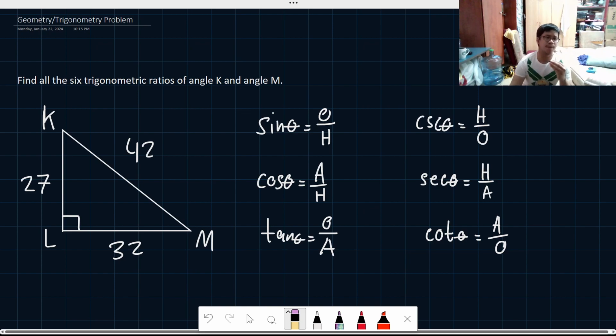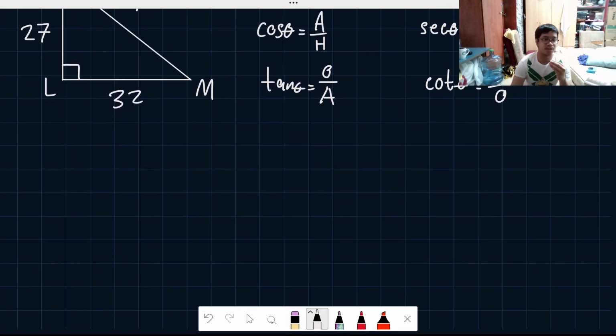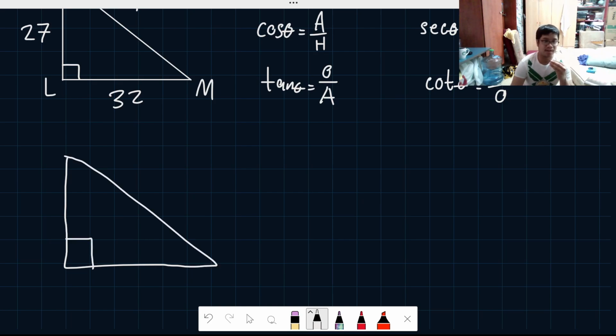But we must first know the parts of the right triangle. Like, let's have a recall. So let's just say this is the right triangle, right? And then we, of course, have a right angle. And then let's just say we have a given angle here, right? This is the given angle.